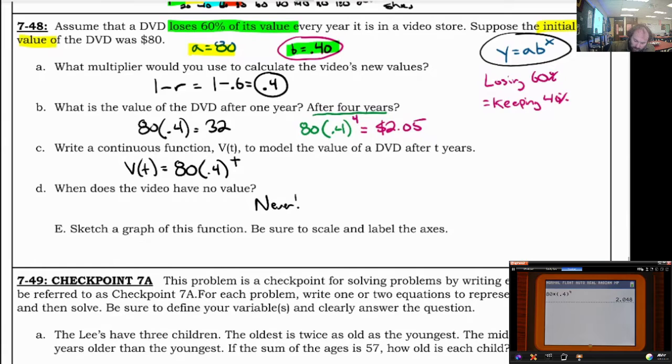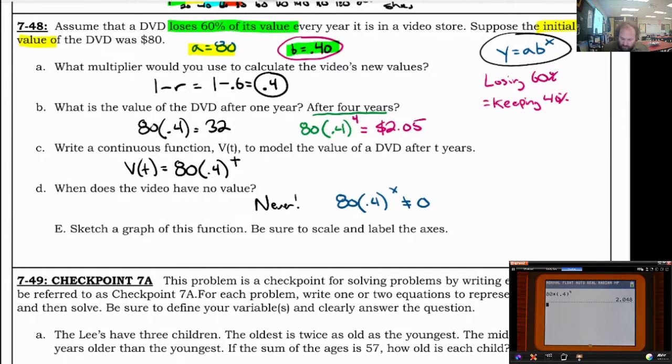A mathematical way of writing this is that 80 times 0.4 to the x power will never equal 0. You can never get an exponential function to be 0. It's going to get really, really close. And yeah, eventually the value will be so small that it's actually less than 1 penny. So according to the American monetary system, yes, it's got no value, but it's always got something.